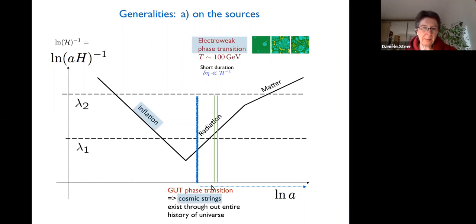So hopefully you see these three sources have very different properties. One is due to inflation, so the amplification of quantum fluctuations. The others are using causal physics in the radiation era. One is a short-lived source, and the other one is a long-lived source that exists until today. And they'll give quite different gravitational wave spectra.